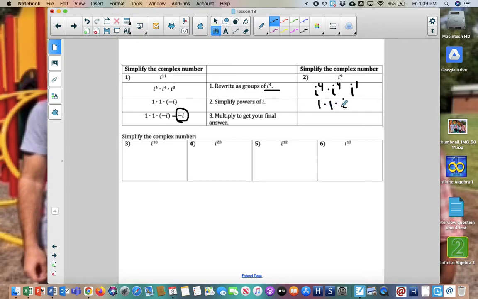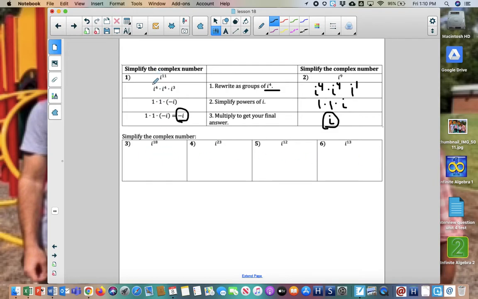Well, 1 times 1 is 1, times i is i. So i to the 9th would simplify into i. Alright, and then here's some practice problems for you to try, and you can always check these with the key that we have posted in Canvas for this lesson, for lesson 18.